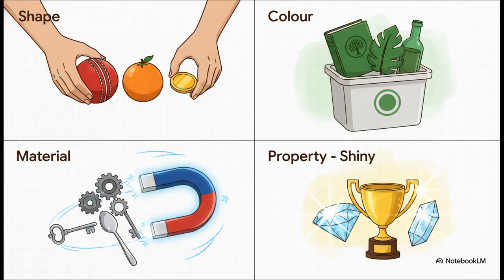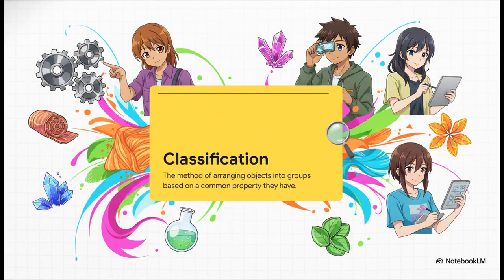Luckily for us, we've got systems for this. You could group things by their shape. Put all the round objects in one pile, or you could sort them by color, or we can get a bit more scientific and group them by the material they're made of, or by a property they all share, like, say, whether or not they're shiny. And this whole process, it actually has a name: classification. It's how we bring order to the chaos of the world by arranging things into neat groups based on what they have in common. This is basically the foundation of how we study materials.